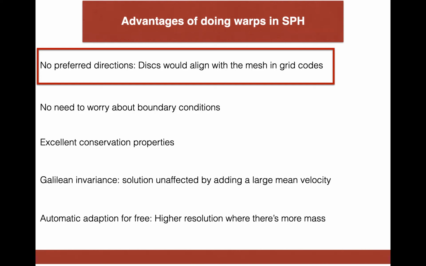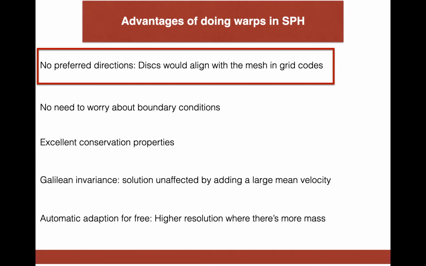Galilean invariance: you can model a problem with SPH and then give all the particles a very high constant velocity and it will produce exactly the same solution. That's not the case for grid codes because you have implicit numerical dispersion that is proportional to your advection velocity. And finally, you have automatic adaptation. You have resolution where you have mass, although that can sometimes be a problem. That's why we need things like APR and so on.